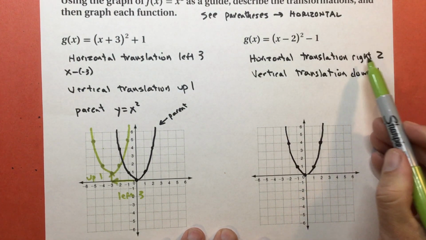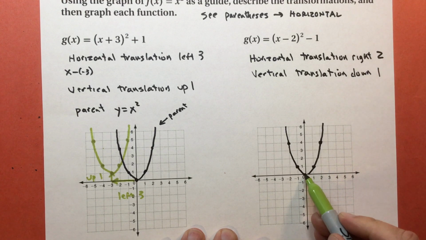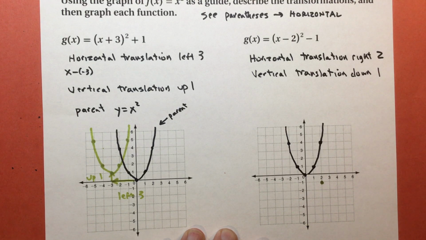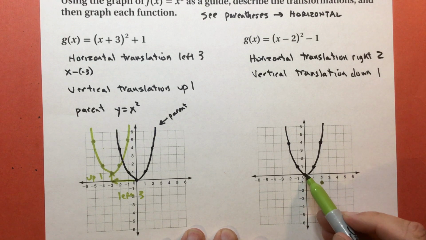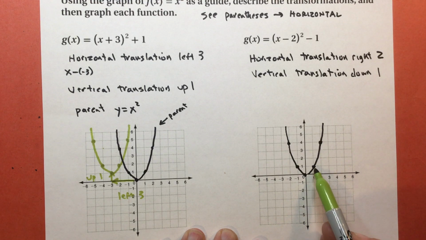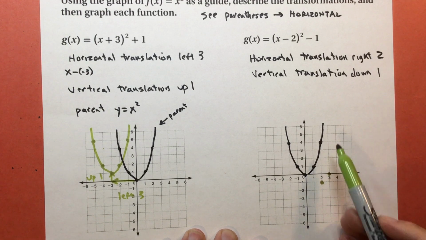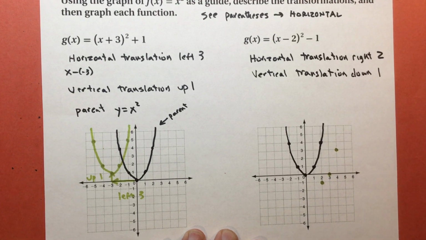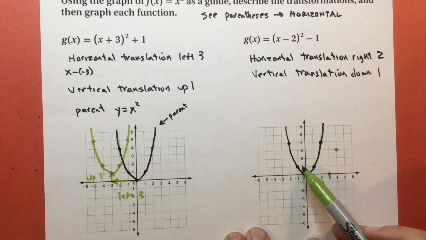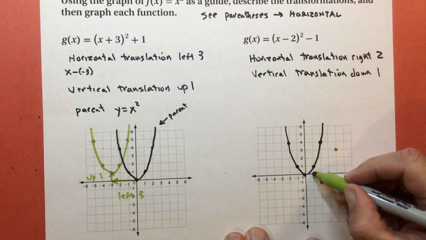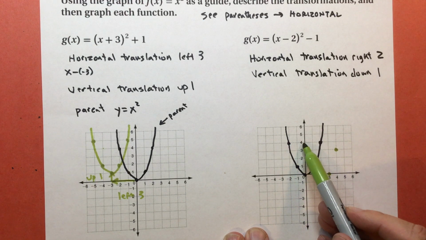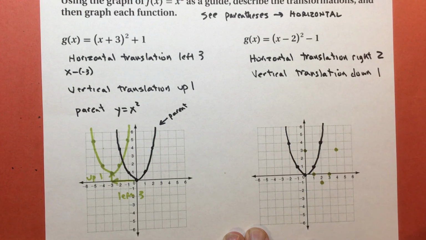All right, now let's move everything. Let's start at the origin. I'm going to go to the right 2 spaces and down 1. That's my new vertex. It was at the origin. My new vertex is right here. This point, 1, 1. Right 2, down 1. 2, 4 is going to go right 2, down 1, right here. Negative 1, 1 goes right 2, down 1, and it's right there. And then negative 2, 4 goes right 2, down 1. That's going to be right there.